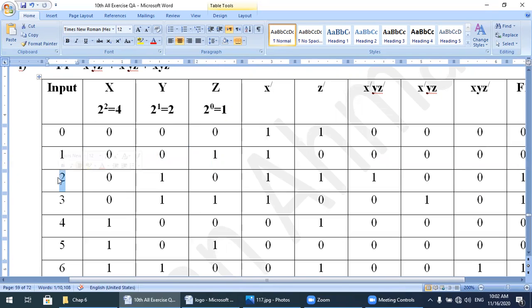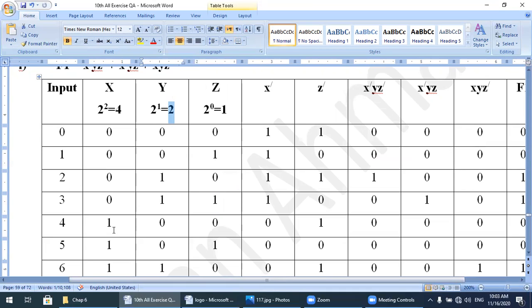Now when the input is 2, watch here. 2 is over here, so 2 is equal to 2, so this one is 0 and the 4 bit will be 0 and the 1 bit will also become 0. When the input is 3, now we want to equalize the input with the weight. So 2 plus 1. Which bits are used? Y is used and Z is used, so Y will become 1 and Z will become 1. So 3 is equal to 3. This one, 2 plus 1, is equal to 3.